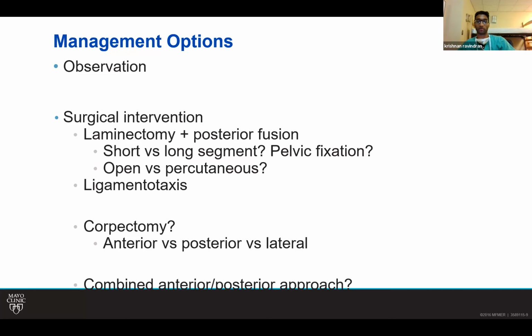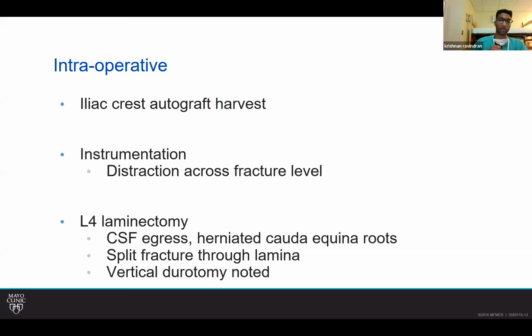We then proceeded to begin with the laminectomy at L4, but essentially the fracture had split right up through the spinous process of L4 and bisected the lamina. So most of the lamina was done. As soon as we removed the bone and then we started to dissect the ligamentum flavum, there was CSF egress from a large vertical durotomy, and you could see that the cauda equina roots were all sticking out. All the dorsal roots had herniated out. And so at that point it became more of a microsurgical case.